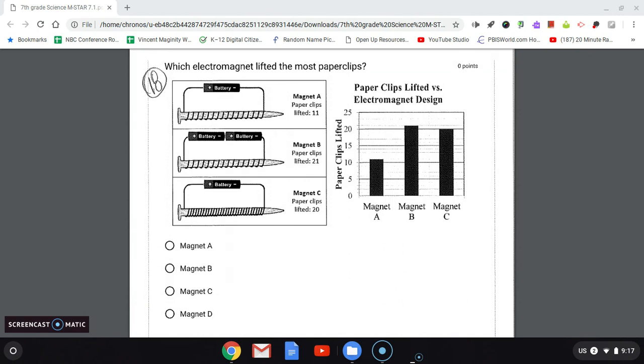Number 18. Which electromagnet lifted the most paper clips? So you're going to look at the paper on magnets A, B, C, and then you're going to look at your graph for paper clips lifted for magnet A, B, and C. Which one lifted the most paper clips? Magnet A, magnet B, or magnet C?